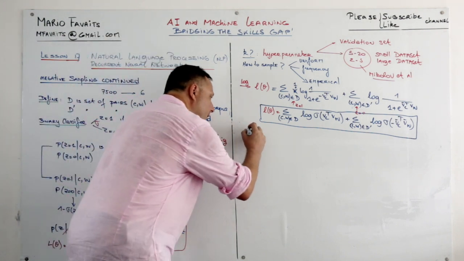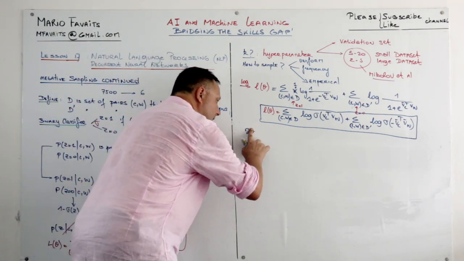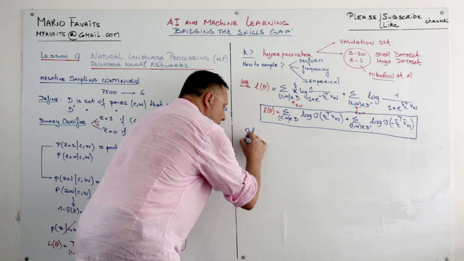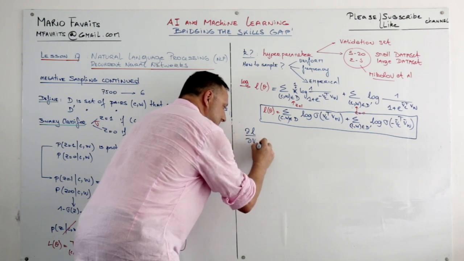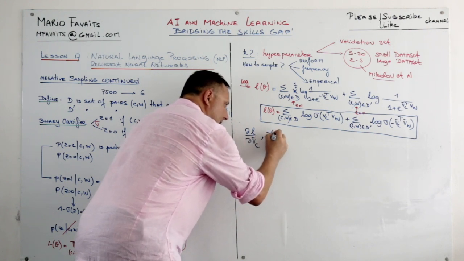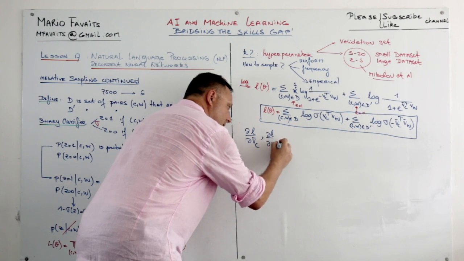And of course now we need to calculate the derivative of l with respect to Vc and the derivative of l with respect to Vw.